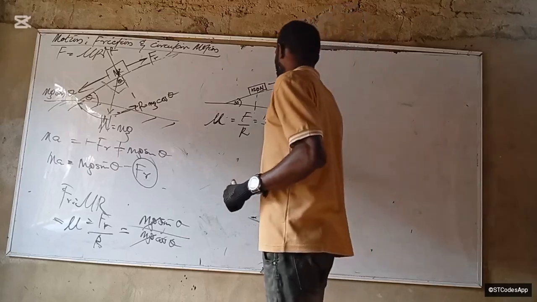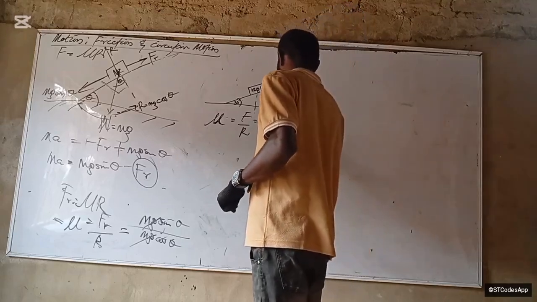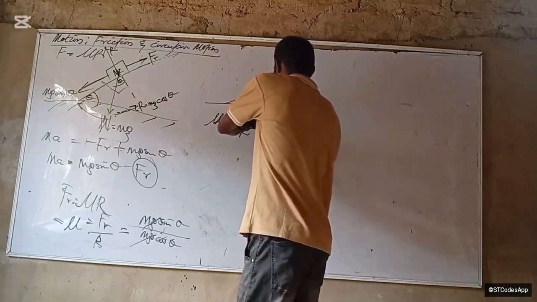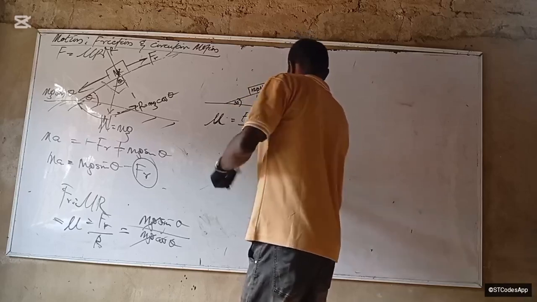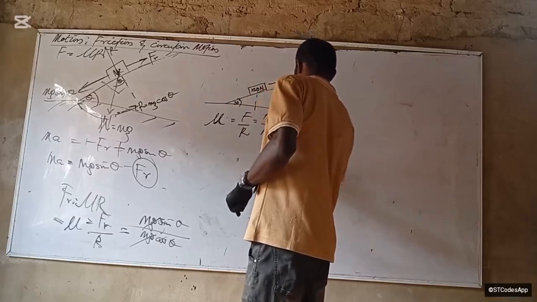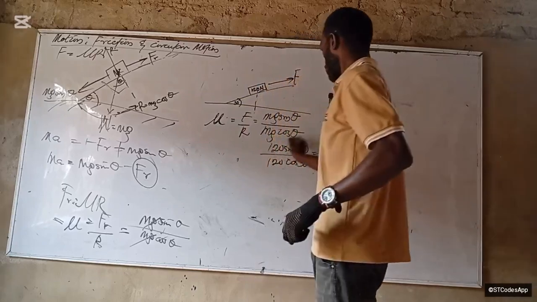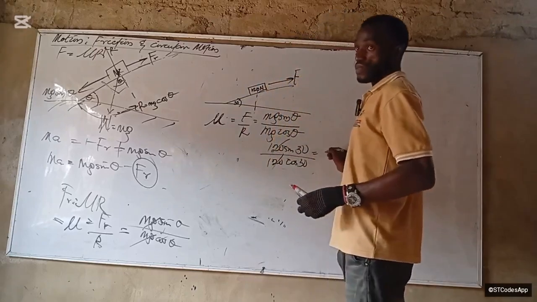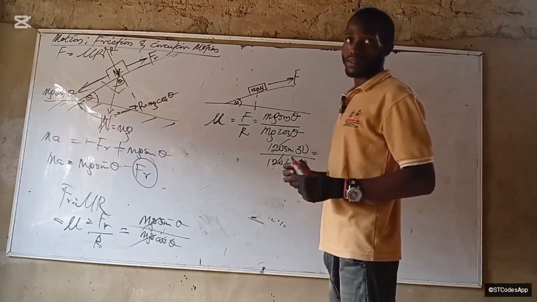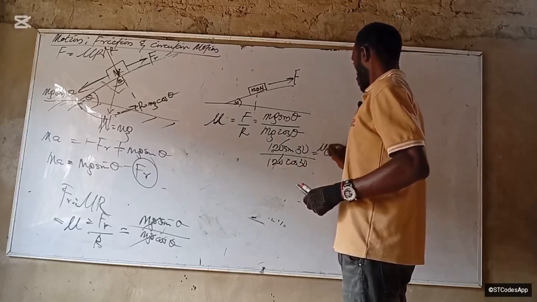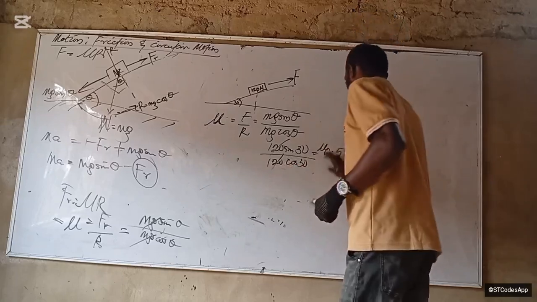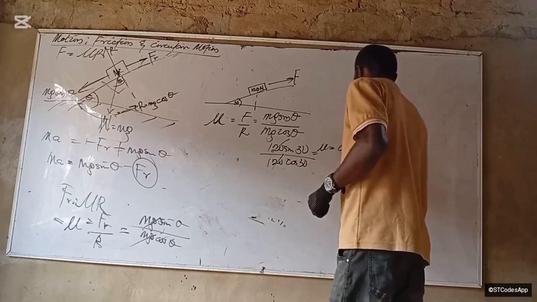So what would this one be? Mg cos theta. And this one is already given as, the force is given as 120 sine 30 over 120 cos 30. Solve this. Sine 30 over cos 30 is tan 30, just do tan 30. 0.58. So mu is equal to 0.58.